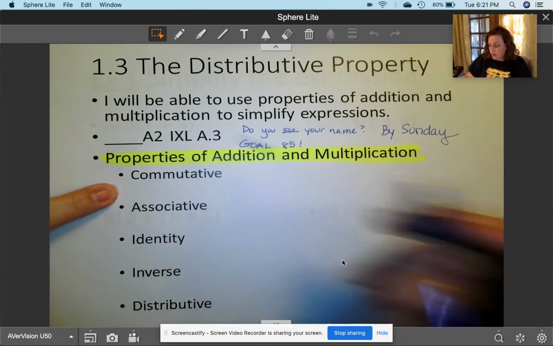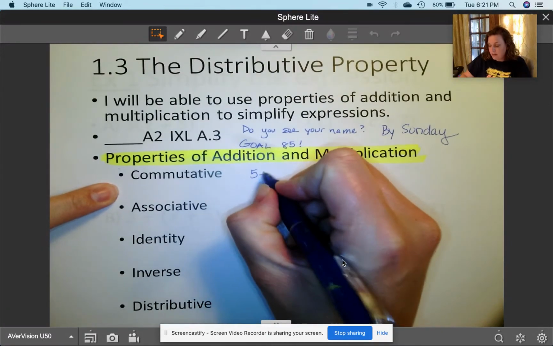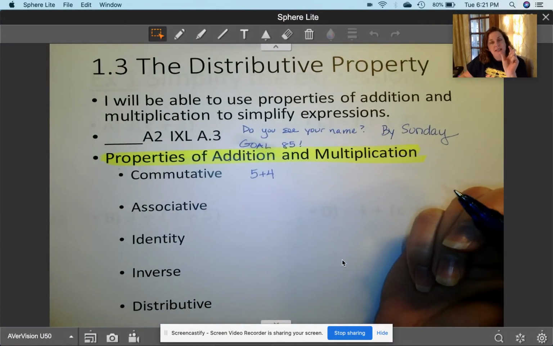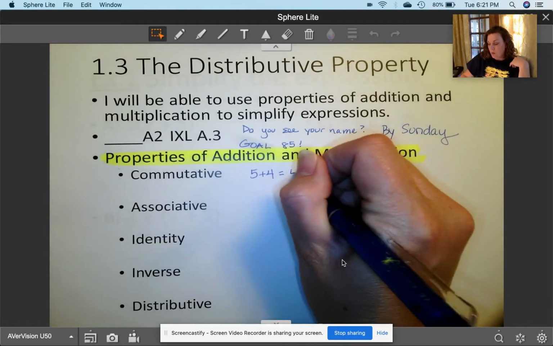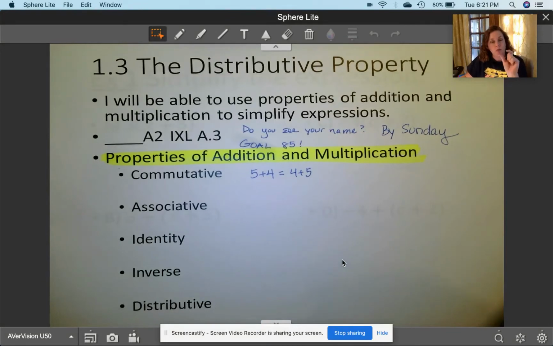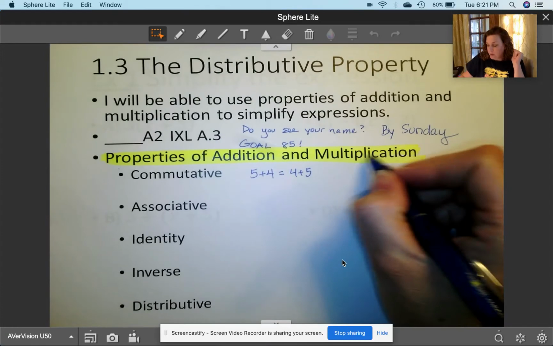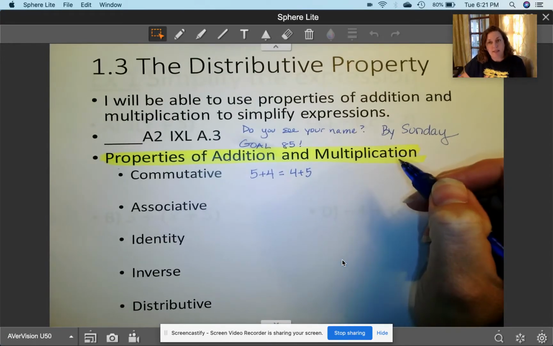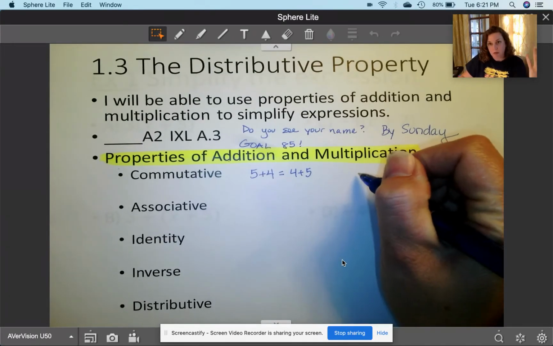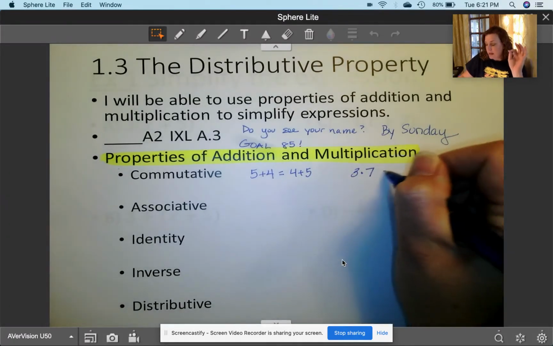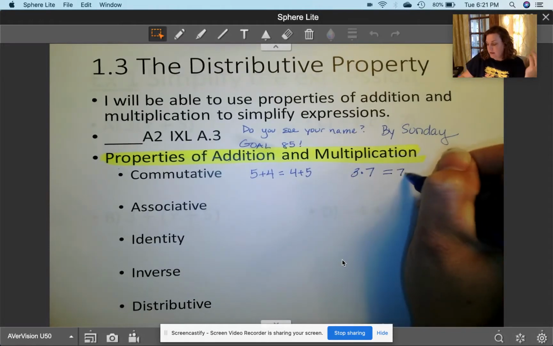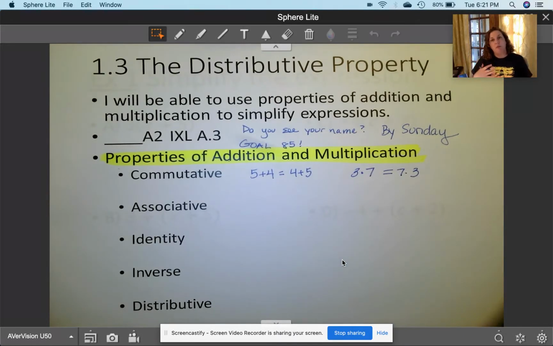The commutative property of addition says if I take 5 plus 4, it's the same as if I were to reverse the order, so it's equal to 4 plus 5. The order in which we add two numbers together doesn't matter. The commutative property for multiplication says the same thing: 3 times 7 is going to be the same as 7 times 3. So the order that we multiply or add things together doesn't matter.